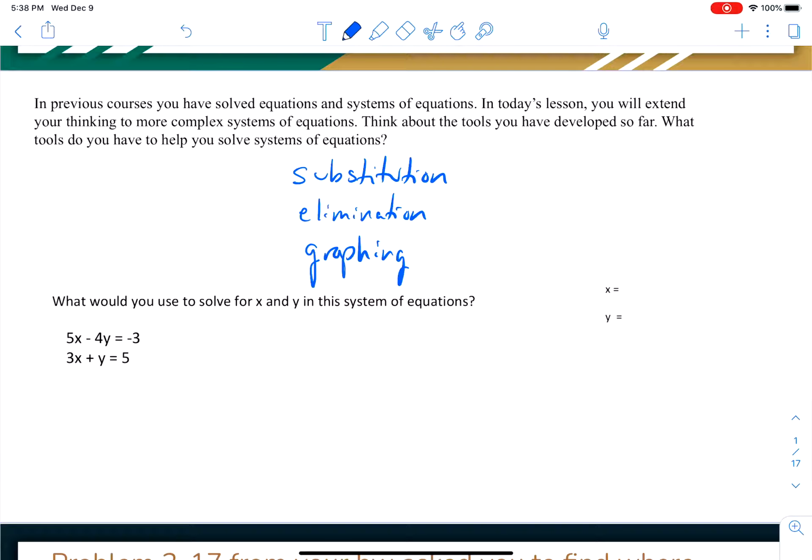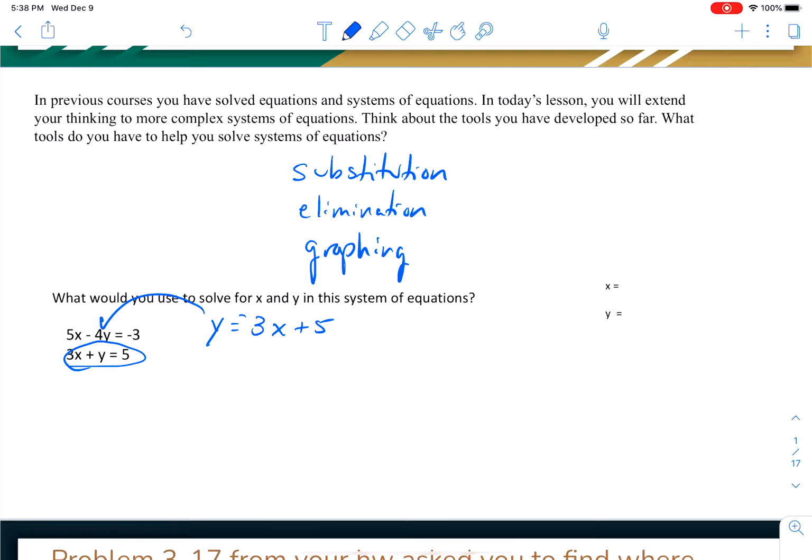So for example, if I'm going to solve this system for x and y, I can pick any method that I would like. I'm going to choose substitution. So first I'm going to work to get one of the variables all by itself in one of the equations. So subtract 3x from each side to get that y by itself. I can then take that value of y and plug it into the other equation.